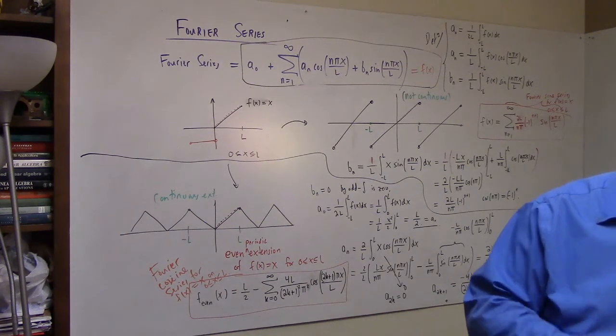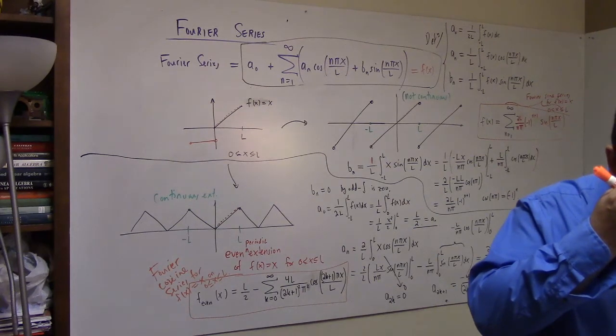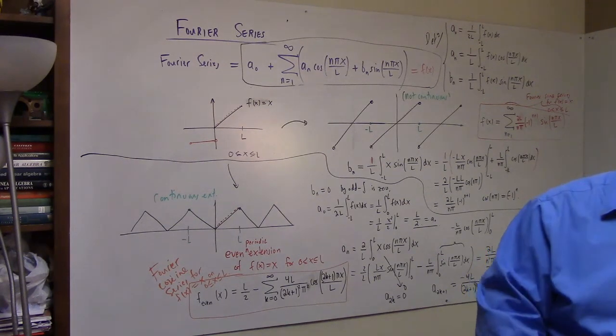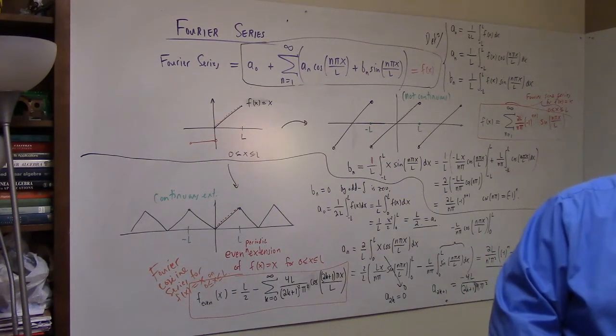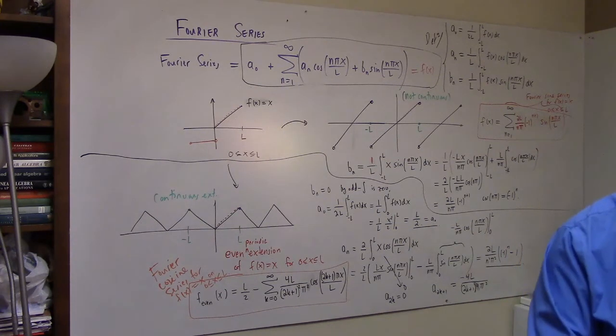So we found the Fourier sine series and the Fourier cosine series for x. Those are useful examples for us because.